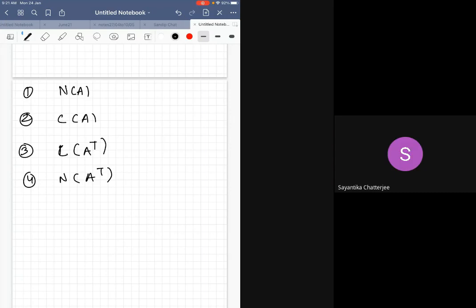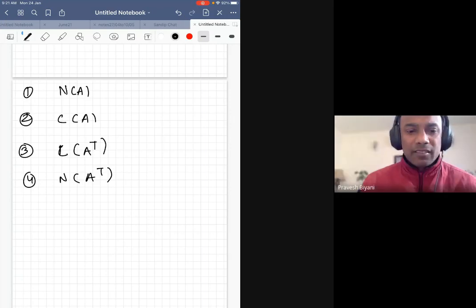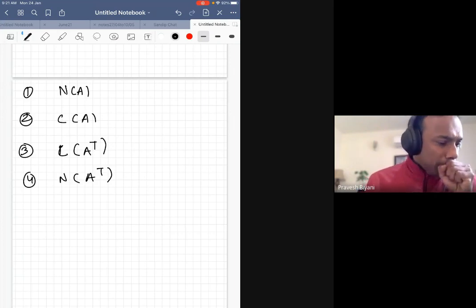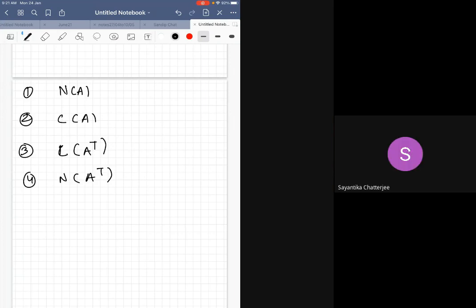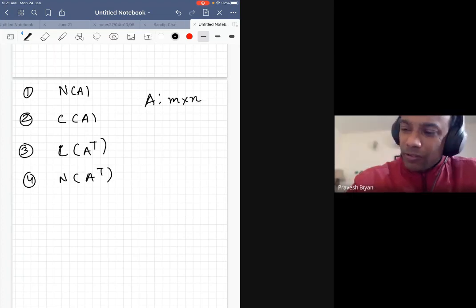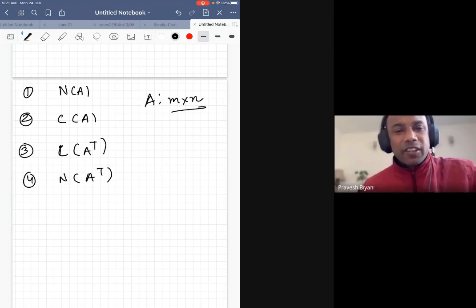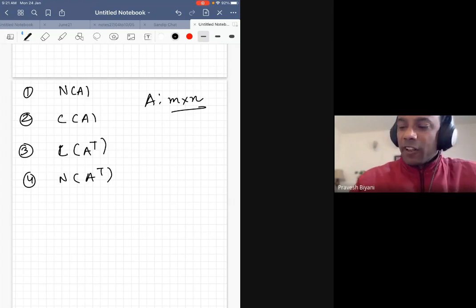Sir, N. Sorry, what is N? So A is M cross N. So the dimension of the column space of A transpose is N. No, it could be anything. What is the definition? What is column space of A transpose? Well, what is A transpose?